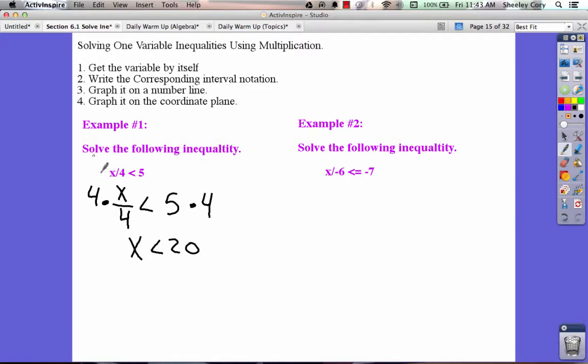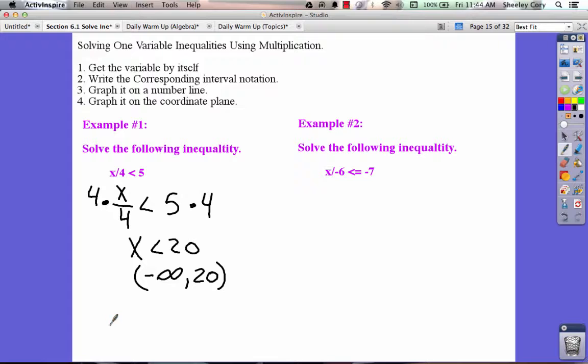Then we do the same 3 steps that we've been working on. We're going to write the corresponding interval notation. So if x is less than 20, that means 20 is the greatest number, the biggest number. And the smallest number? Well, if x is less than 20, any number less than 20 works: 19, 18, 17, 16, and so on, all the way to negative infinity. We can't equal 20 because there's no equal sign here, so we put a parenthesis and a parenthesis here.